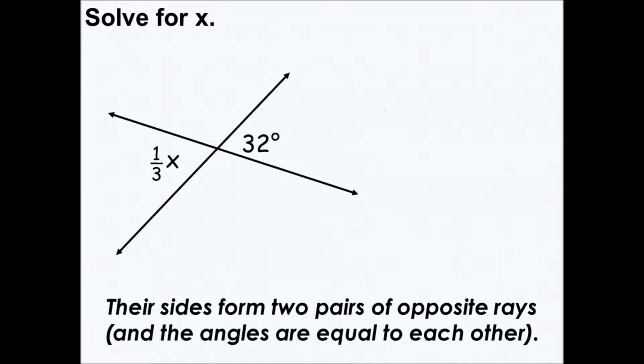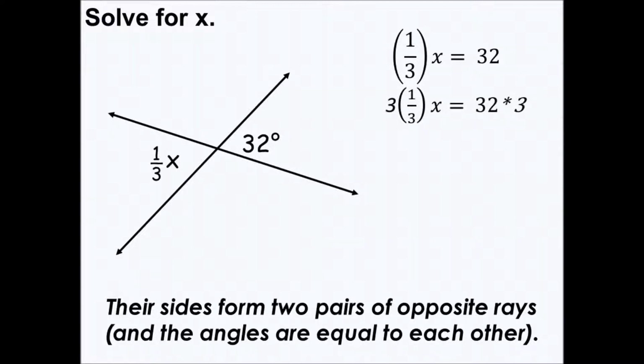Notice that the sides of two angles form two pairs of opposite rays, and the angles are thus equal to each other because they're vertical angles. To solve for x, we would set 1/3 x equal to 32. To solve this, we're going to use algebra. So we're going to multiply both sides by 3. 3x divided by 3 equals 32 times 3. x equals 96.